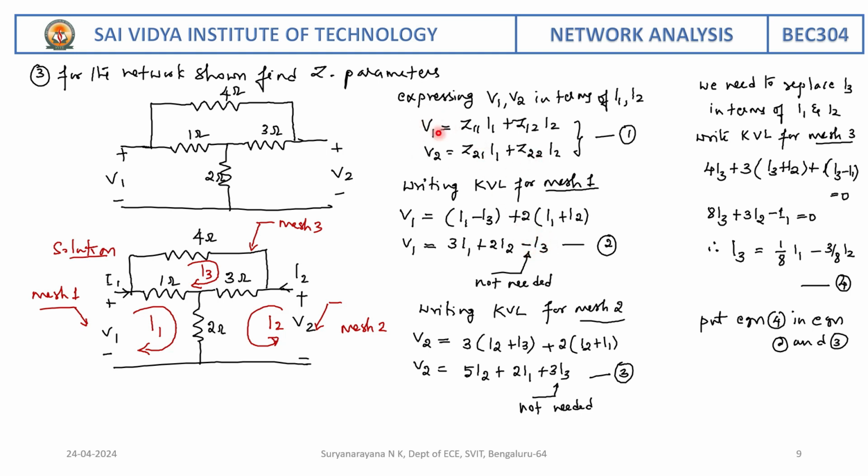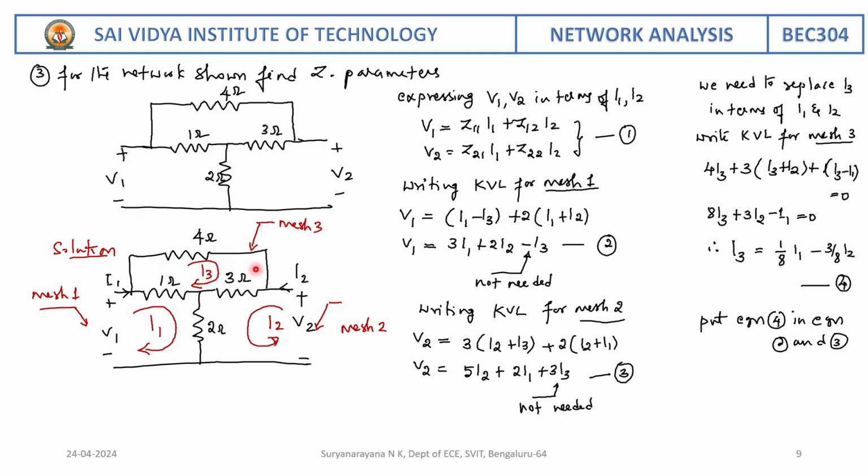According to the standard equation, V1 and V2 can be expressed in terms of I1 and I2, not I3. Therefore, we will wait till we get equivalent expression for I3 here. Now let us write expression for mesh 2 using KVL. So V2 is equal to 3, I2 and I3 are in same direction, just add, plus 2 into, again I1, I2 are in same direction. Simplify, again we'll get I3, which we have to wait to express in terms of I1 and I2.